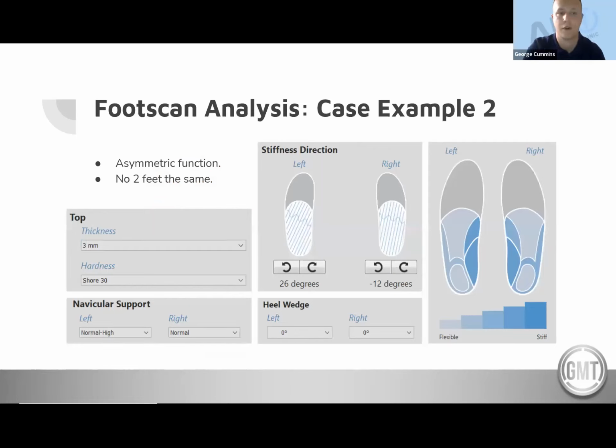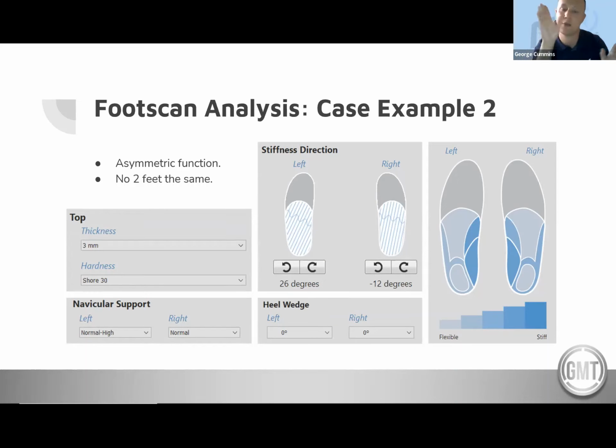Now, of course, we've got the top cover thickness and hardness, but really we want to focus on the stiffness direction here and the local stiffness. We can see the left side is 26 degrees, the right side -12. So two totally opposite things in that prescription. The left side, by printing in a really positive direction, is going to create a torsional stiffness to prevent that foot collapsing in and encourage the foot more towards a supinated position. It's not going to hugely shift it across, but it's really going to restrict that overpronation on the left-hand side.